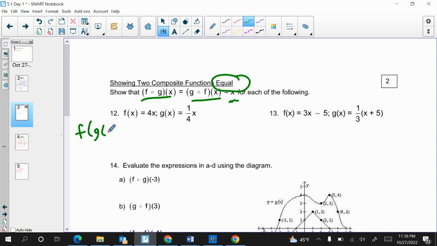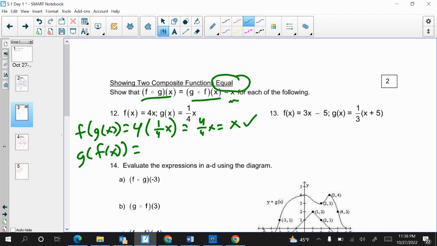f of g of x equals 4 times, I'm going to substitute that g of x in. That gets me 4 over 4x, which is just x. So that part's good. Now hopefully I get the same thing when I do g of f of x. So 1/4, I'm going to substitute that in. That again gives me 4 over 4x, which equals x. So that one works. So I just showed that they are both equal because both function compositions give x out.